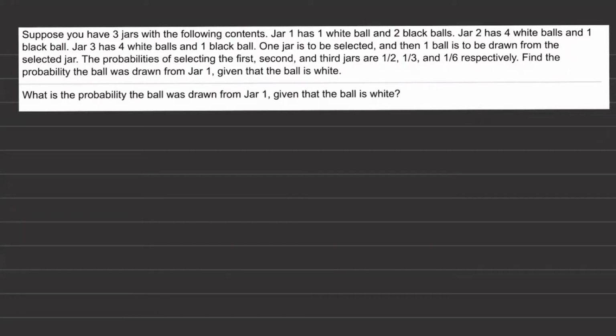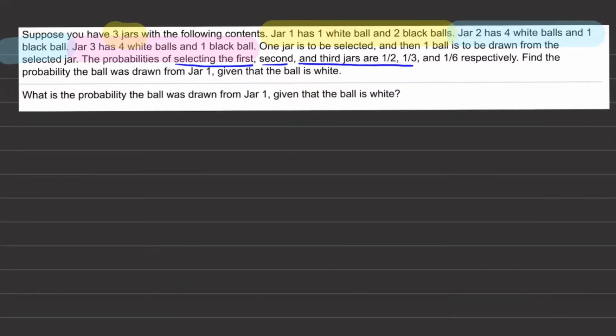All right, so let's go ahead and work out this probability problem. Suppose you have three jars with the following contents. Jar 1 has 1 white ball and 2 black balls. Jar 2 has 4 white balls and 1 black ball. And jar 3 has 4 white balls and 1 black ball. One jar is to be selected and then 1 ball is to be drawn from the selected jar.